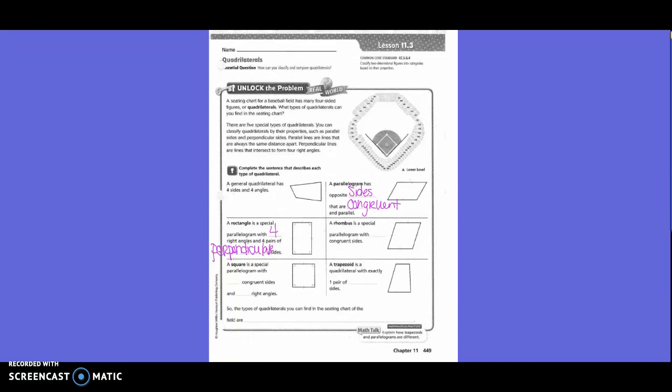4. Because they have those little tack marks, right, guys? And there's 4 that are similar. A square is a special parallelogram with how many congruent sides? 4. 4 congruent sides and 4 right angles. A trapezoid is a quadrilateral with exactly 1 pair of parallel sides.